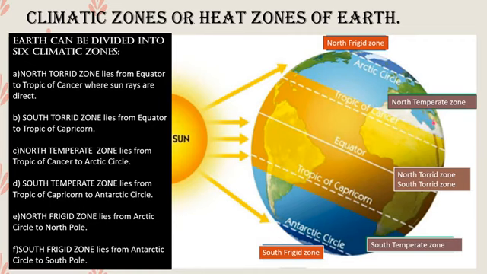These are the heat zones of Earth, and the temperature over here varies because of the sun rays. In the tropics, the sun rays are more direct. As it goes towards the temperate zone, the sun rays are slanting, and in South Frigid Zone and North Frigid Zone, the sun rays are sometimes not even visible.